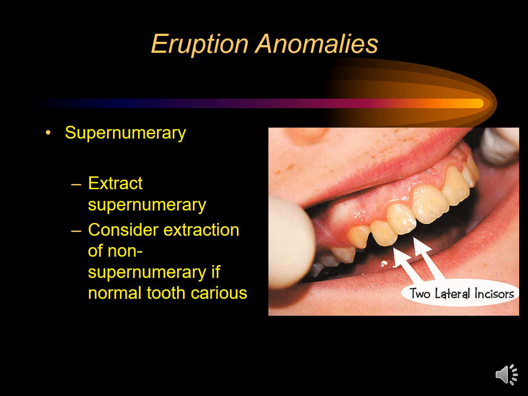Okay, now what do you do when you see a supernumerary? The treatment of choice is to extract the supernumerary, but you have to consider also extraction of the non-supernumerary tooth if the normal tooth is carious. For example, here we have a lateral incisor and a supernumerary, which both look similar. So the extraction choice should also be based on the condition of the tooth and not just which is supernumerary and which is a lateral incisor.